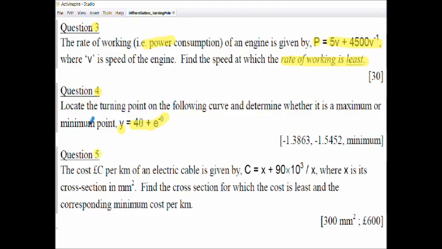And again, question 5, just be careful with question 5, it's in terms of a cost here. It's x plus 90 times 10 to the 3 divided by x. I suggest you use the indices there and bring the x to the top line and make it x to the minus 1 before you start the process. But again, you're looking for the least cost in that case.